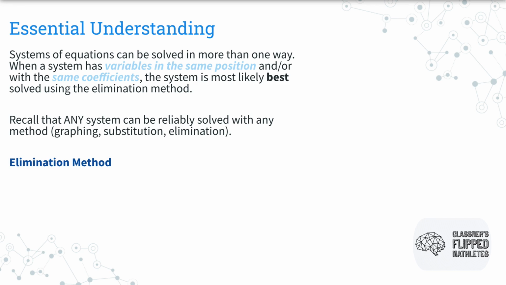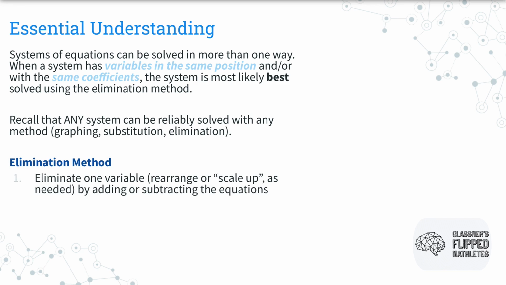So what is the elimination method? Well, the elimination method has 3 steps. The first one is we need to eliminate one variable, and this is why it's called the elimination method. This step might have sub-steps where you might need to rearrange to get the variables in the same location, and you might need to scale up one or both of your equations. And then the actual step of eliminating will be to add or subtract the equations and their like terms.